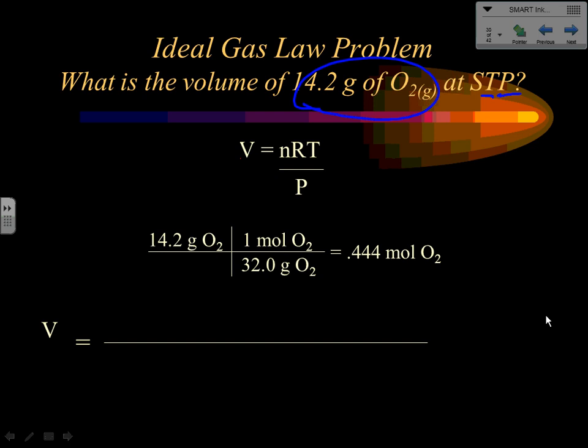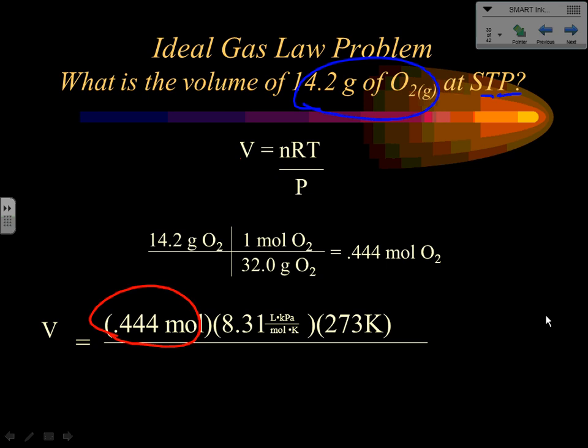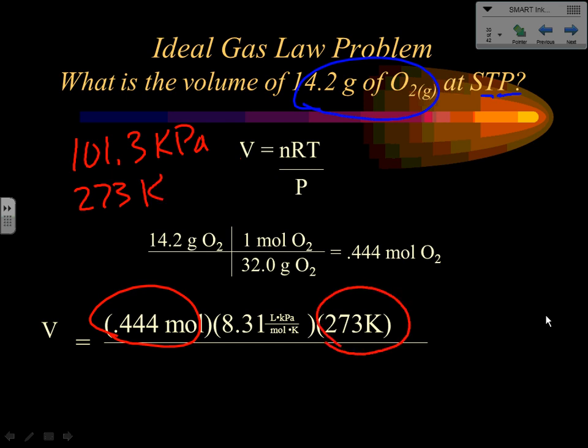So I can plug that into my N place. Now, R and T and P. Here's my N, 0.444. So that's taken care of. Notice it gave me a pressure as STP. It didn't really tell me what pressure. Well, I know standard pressure is 101.3 kPa, and I know standard temperature is 0 Celsius, which is 273 K. So that's where this value comes from. If I'm going to plug in 101.3 kPa in the bottom, then I'm stuck in kilopascals. And the R value that deals with kilopascals is 8.31.